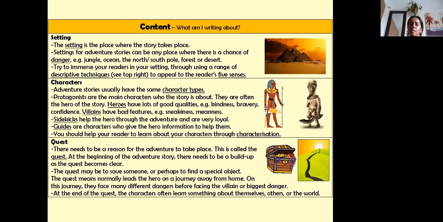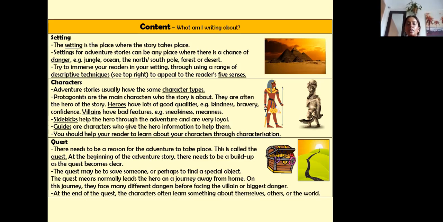Content. So what am I going to be writing about? So often there'll be a setting, where the story is actually taking place. You try to immerse your reader into your setting through a range of descriptive techniques which appeal to the reader's five senses. So often you would describe the setting using the five senses in a descriptive way that would make the reader then feel like they are in that place when they're reading that part of your graphic novel.